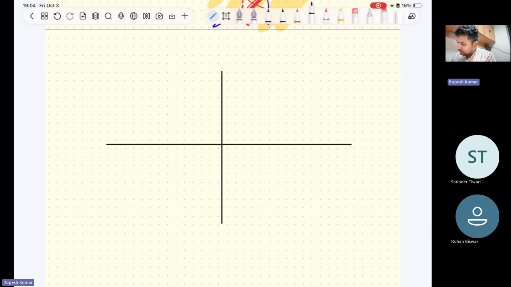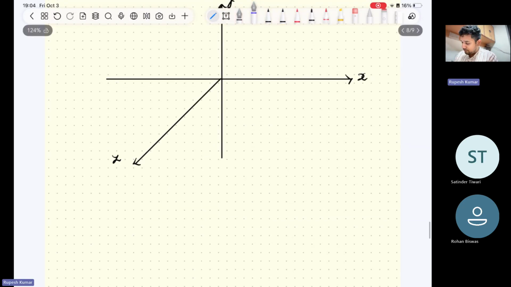Let me take the XYZ plane. Now let's say my system of equations is like this: x plus y equals 0, and 2x plus 3y equals 1. Let's say we have these two equations.